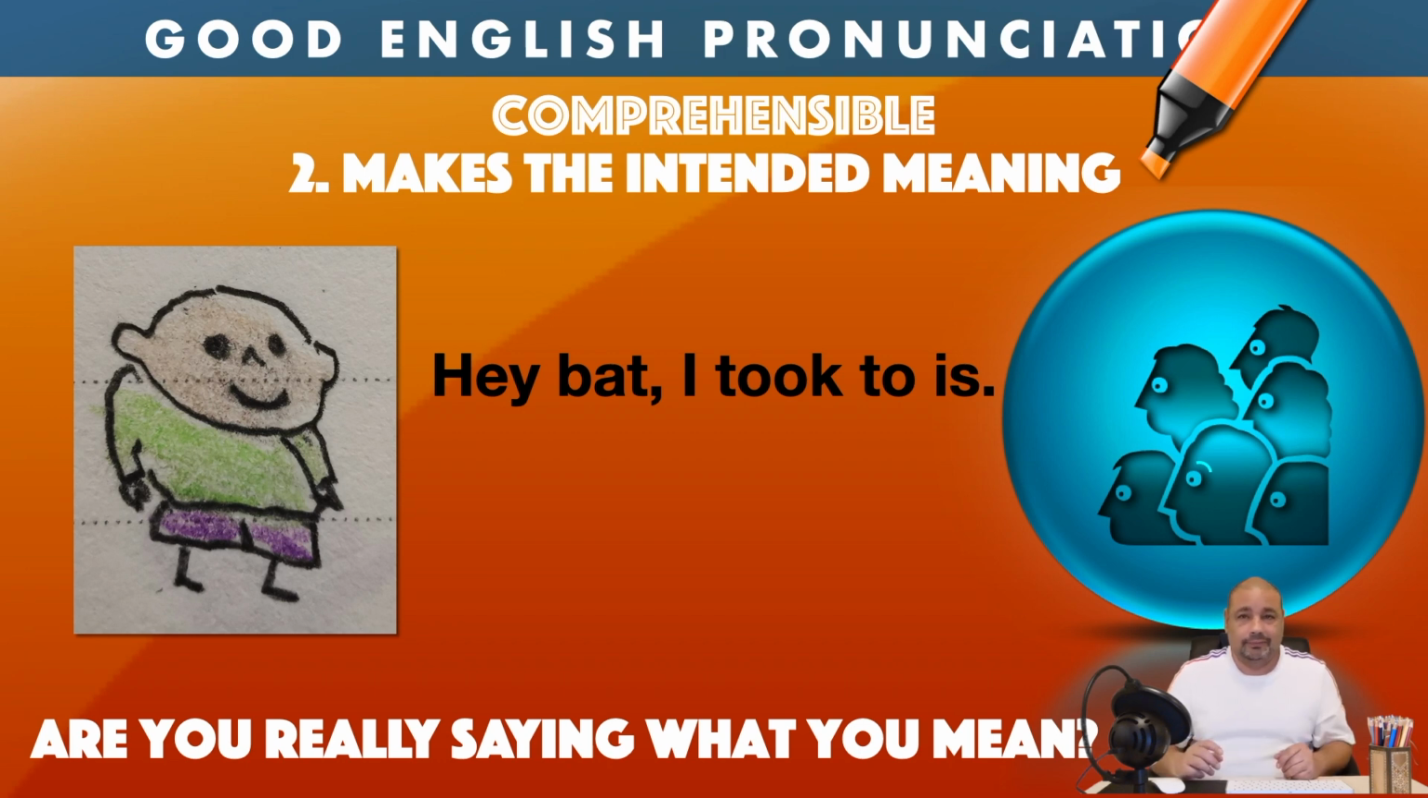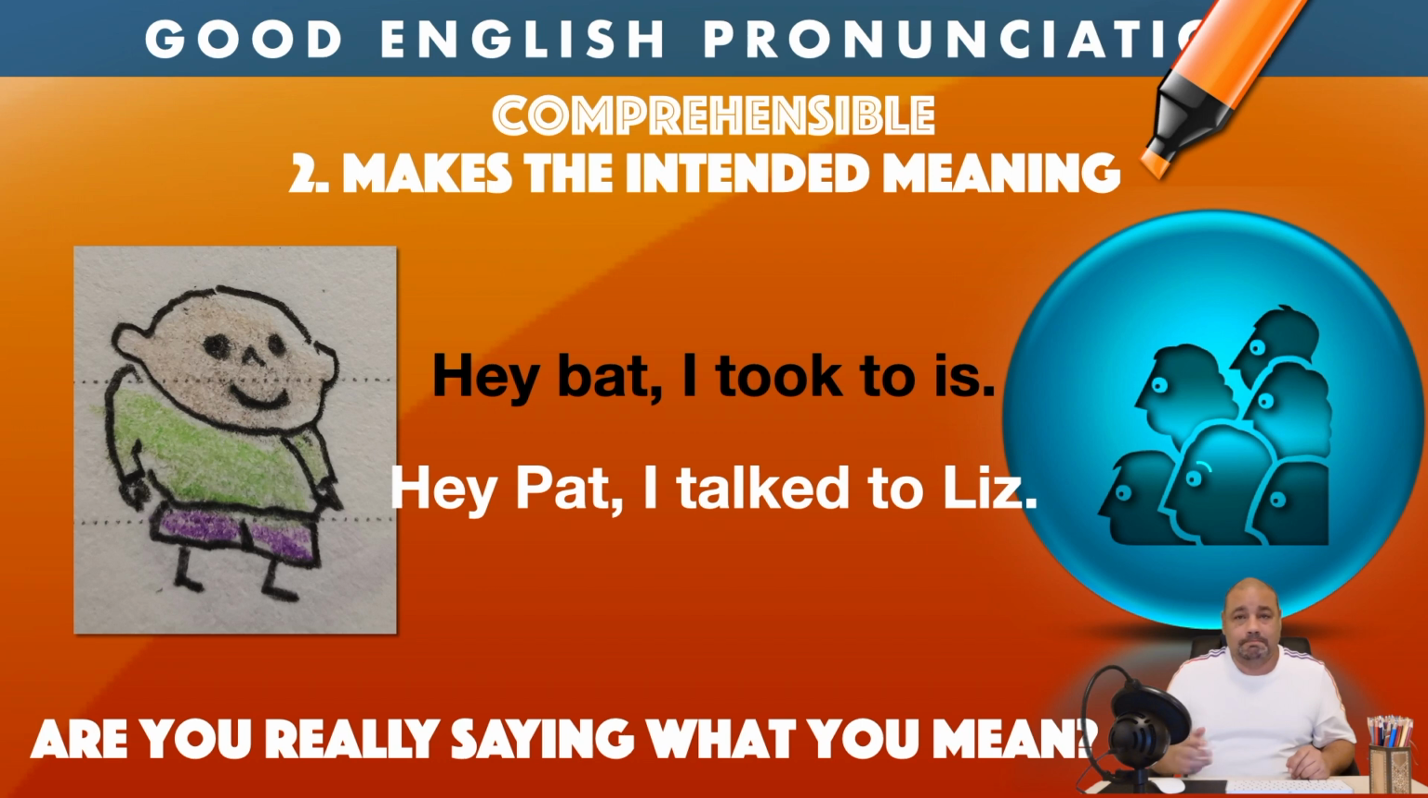But I got stuck there. Well, my name is Pat, not Bat. And he took something. What did he take? What is he trying to tell me? Well, at the end I couldn't understand, and of course I didn't listen to the rest of the conversation. I got totally lost. Well, for you to know, he was trying to say, hey Pat, I talked to Liz. Huge difference. He didn't make sense, no meaning.